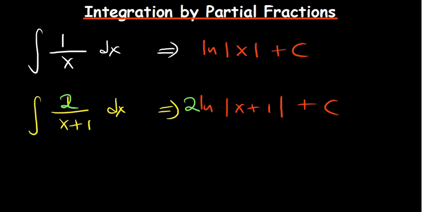Okay, so you're able to pull out the 2 from this part, you're able to pull out the constant, so that you can have your 2, and then you remain with your 1 over x plus 1, and then you integrate, okay, to give you that.